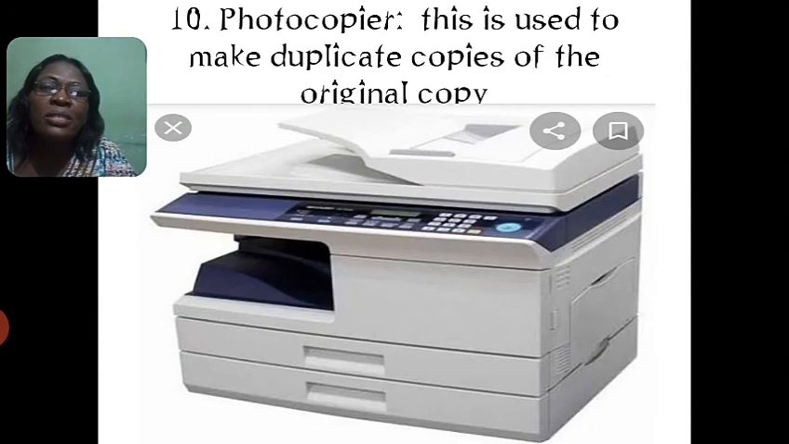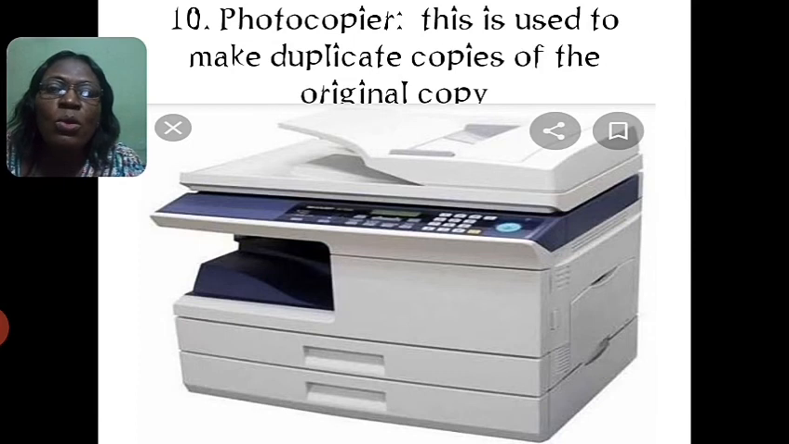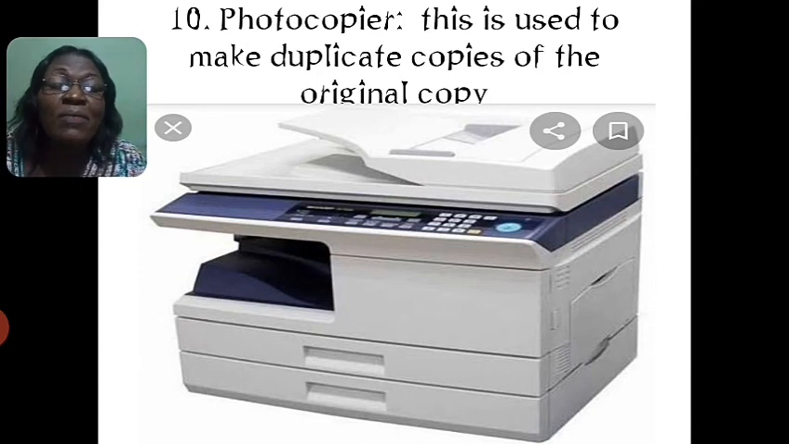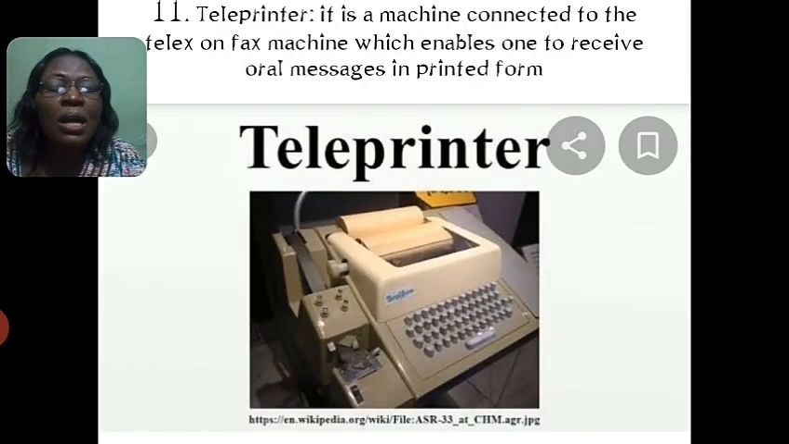Then another one is the photocopier or photocopying machine. This is used to make duplicate copies of the original copy. The photocopy machine gives you the exact copy of the original document. If that document has pictures or has colors, the photocopy machine will present it the way it is, even the colors there too. So you can use the photocopy to make as many copies as possible of the original copy.